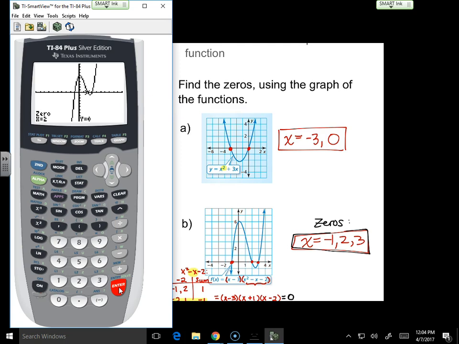So, it's pretty cool that when you guys get to Algebra 2 with word problems, it's okay.